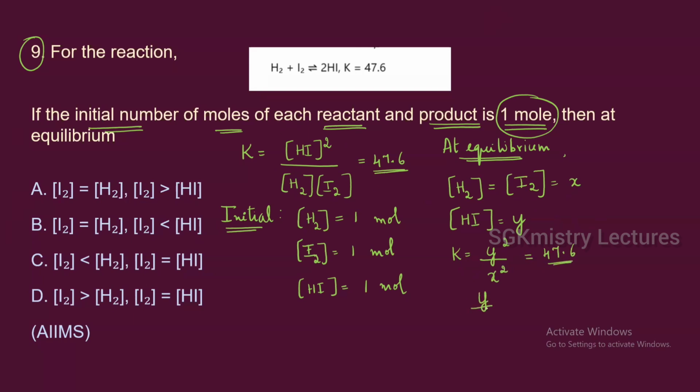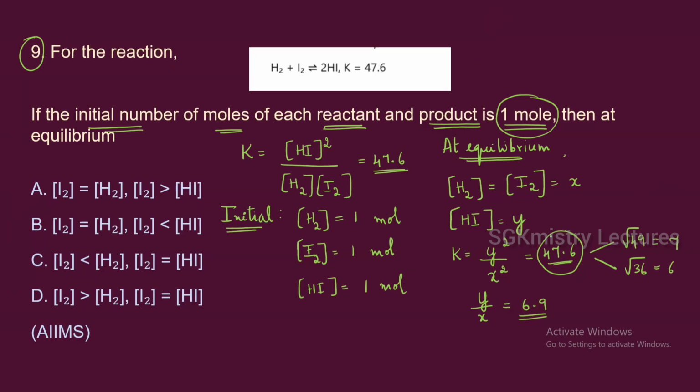Now, we know that if you take y by x, that is nothing but the square root of 47.6, which is approximately 6.9. Or if you're finding it difficult to find the square root, you can see that in this case it is lying between the square root of 49 and the square root of 36. The square root of 49 is 7, and the square root of 36 is 6. So the value of this square root will be somewhere between 6 and 7.